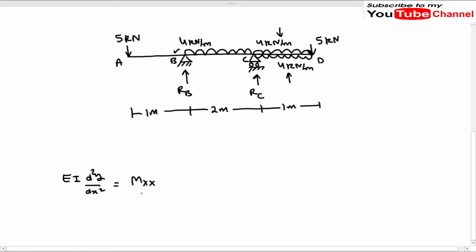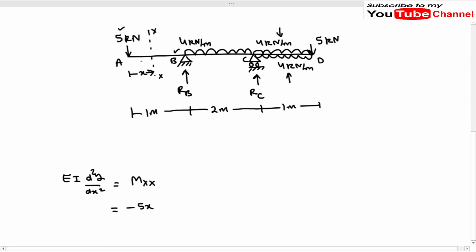Okay, so now I will write the equations. For writing the first term in the equation, we have to take the section in the segment AB like this. So this will be at a distance x, very simple. So the bending moment will be minus 5 into x. Minus 5 is the point load, and it is acting downward, so it will create hogging moment. That's why I have taken a negative sign here. Now we will take the segment. This is section XX.